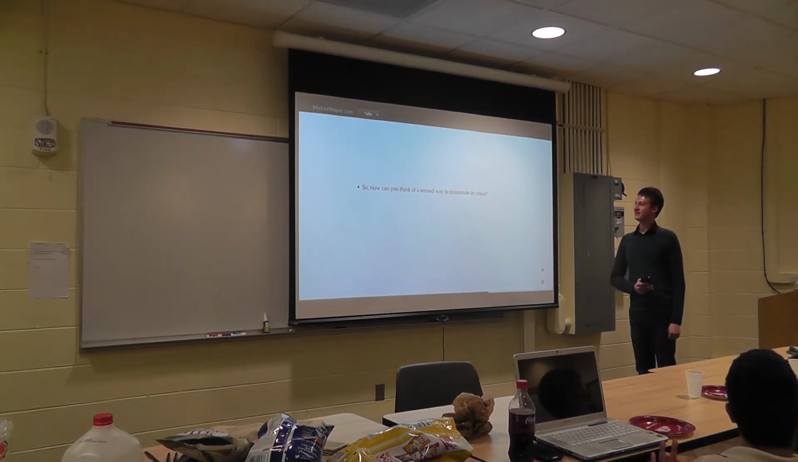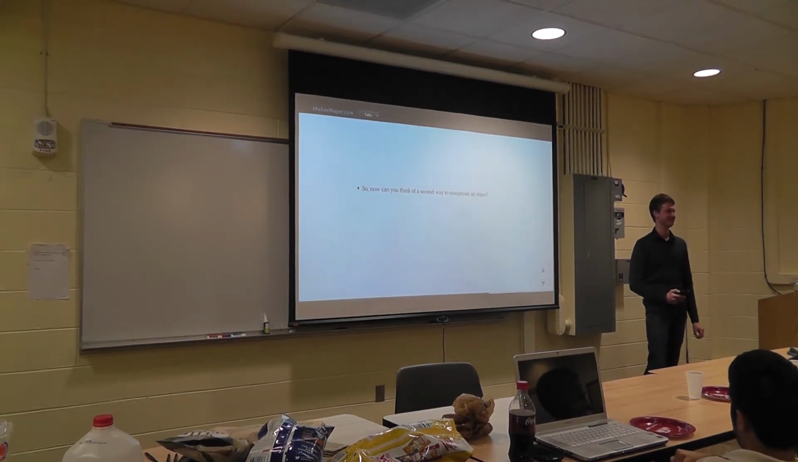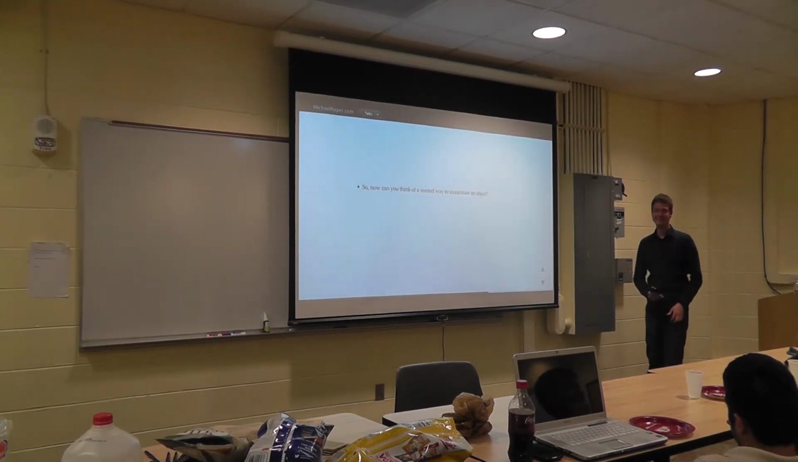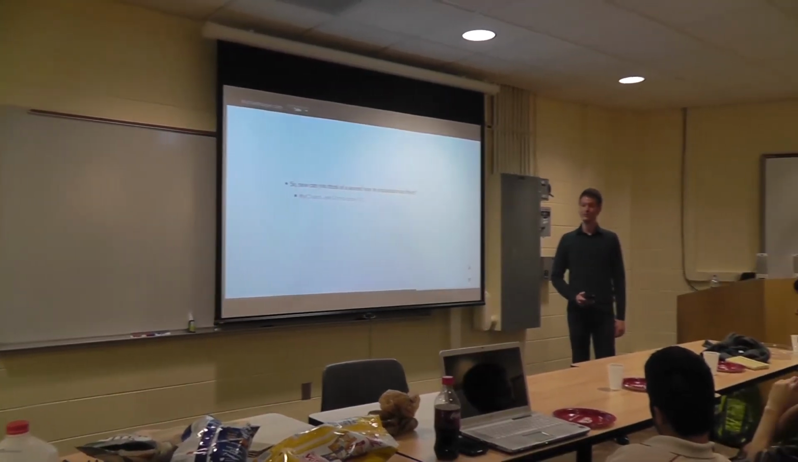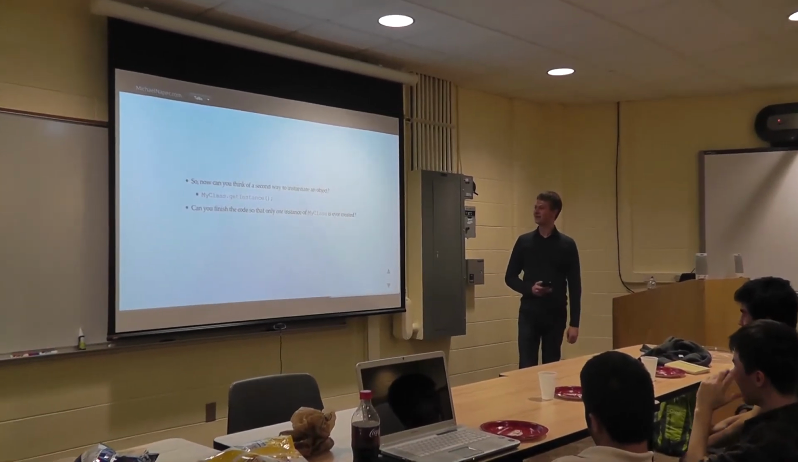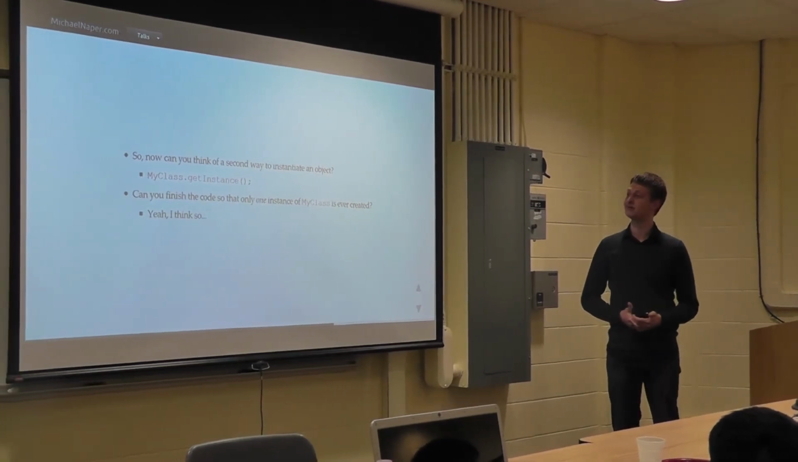All right, so can you think of a second way to instantiate an object? Yeah. Ooh, MyClass.getInstance(). All right, so you finish the code, so only one instance of my class is ever created. I think I left you guys off early, but.